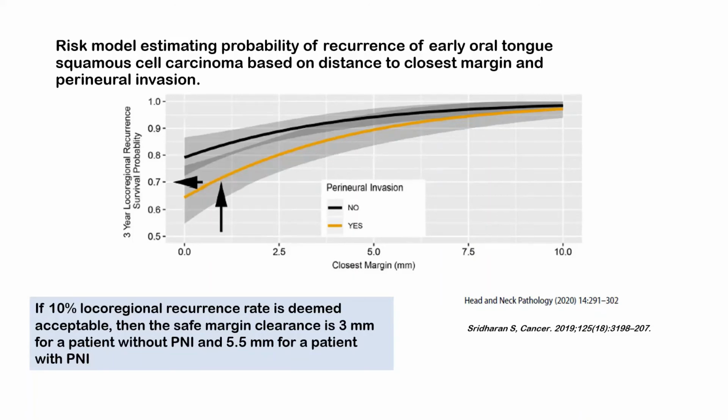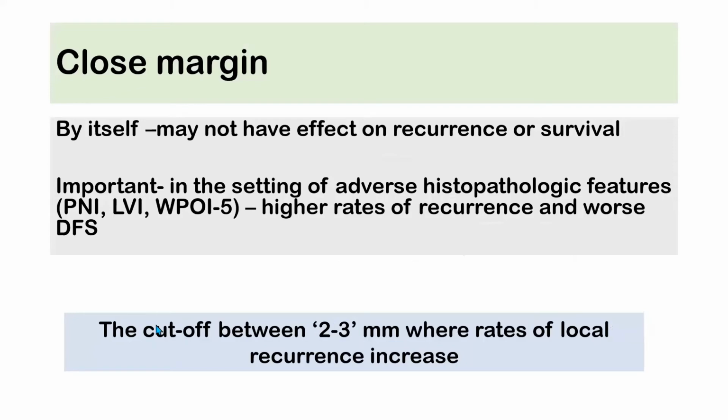So close margins by themselves may not impact local recurrence, but when taken into account with BNI and others like the worst pattern of invasion and lymphovascular invasion, they contribute to local regional recurrence. By itself, it may not have any effect on recurrence or survival, but a close margin in the setting of an adverse histopathological feature like BNI, LVI, and worst pattern of invasion 5, higher rates of recurrence and worse DFS are seen.